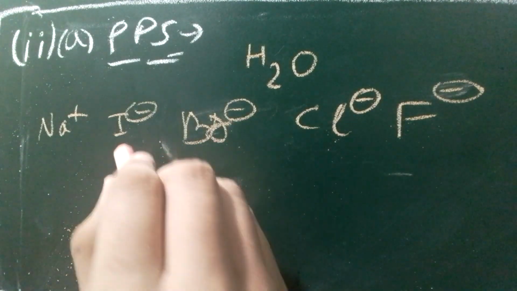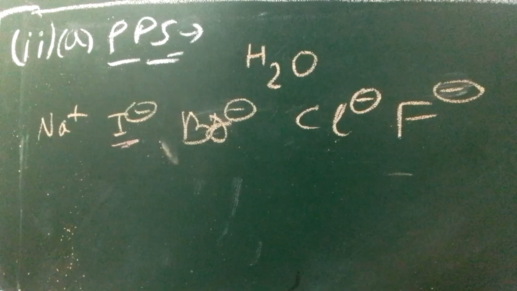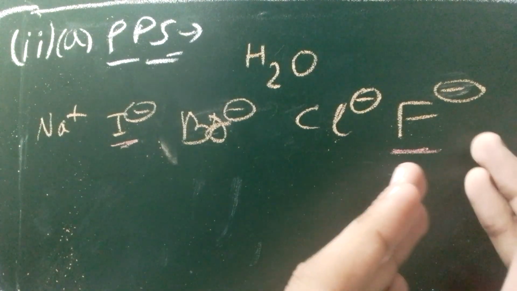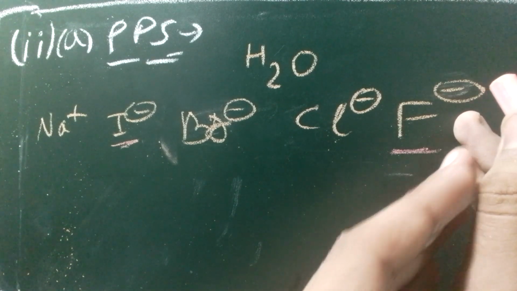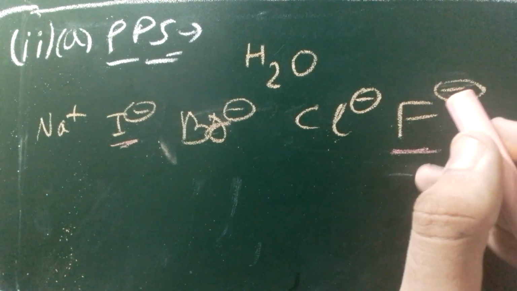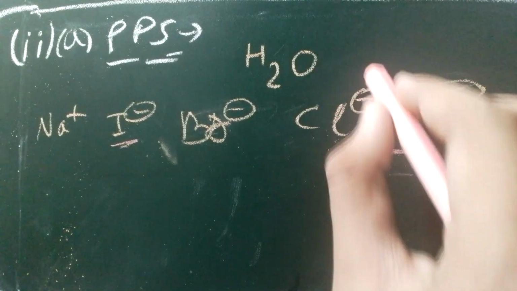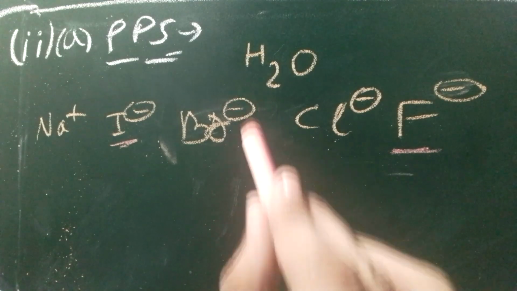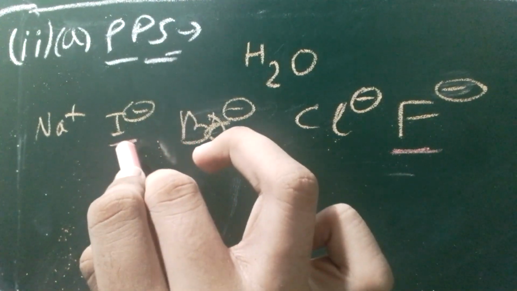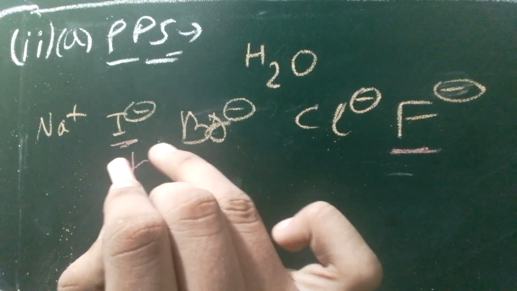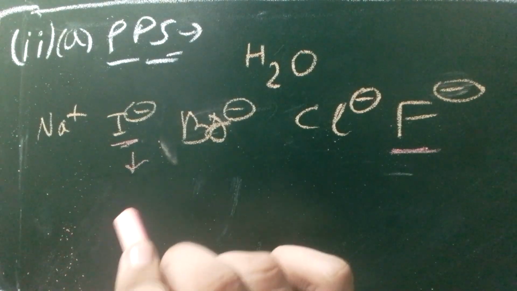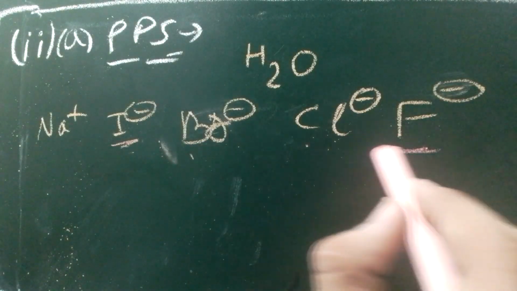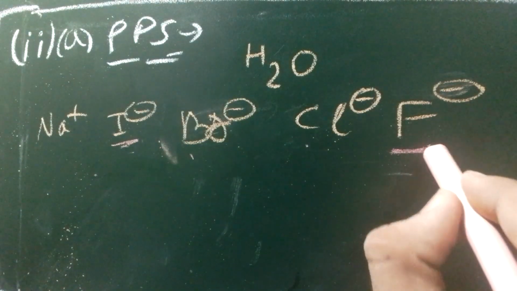So tell me, which of them is bigger? Obviously I minus is larger, so on a bigger ion the charge density is very less. By charge density I mean the charge upon the volume. Here it is more, and here it is the maximum, and here the minimum.